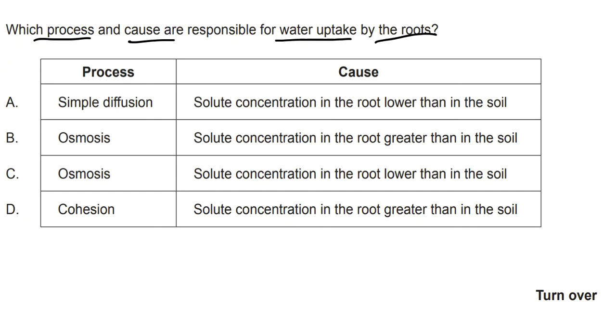That's how water moves in. So not simple diffusion or cohesion. This is to do with phloem and the pressure flow hypothesis. And solute concentration in the root is greater than in the soil, because this would mean this is hypertonic, and we know that water likes to flow towards hypertonic regions. So B is our answer.